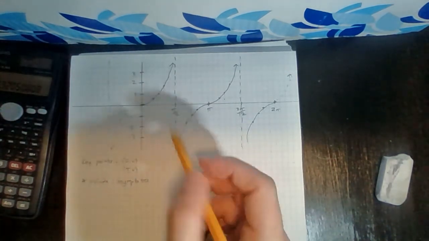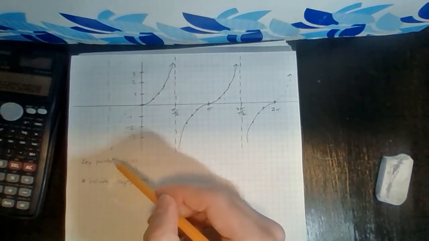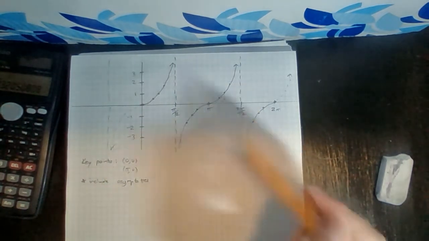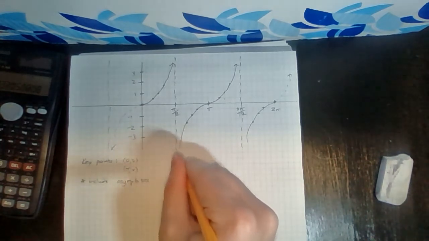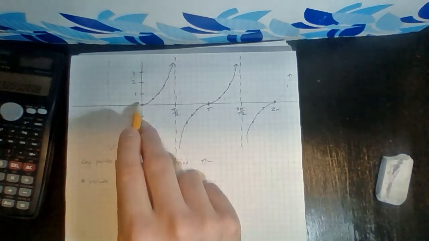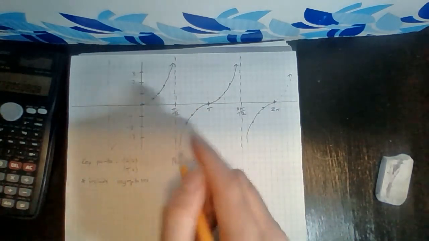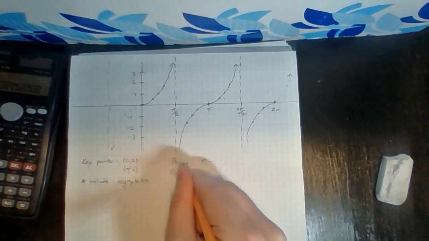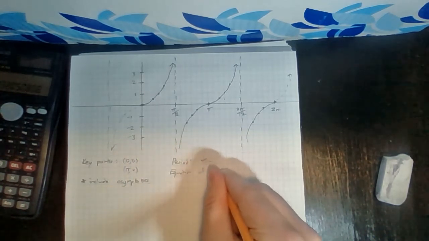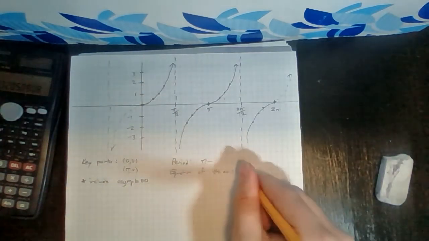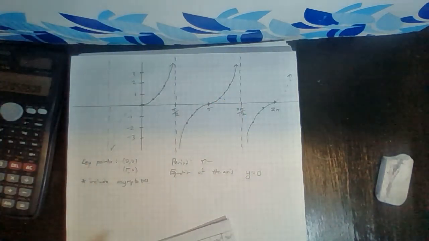Our period, how long does it take for us to repeat what we're doing? Each cycle, we're going from pi over 2 to 3 pi over 2. Our period now is only pi. From 2 pi, we're doing the same thing twice. Our axis of symmetry, equation of the axis, we're going right through y equals 0, and we have kind of a mirrored effect on both sides.